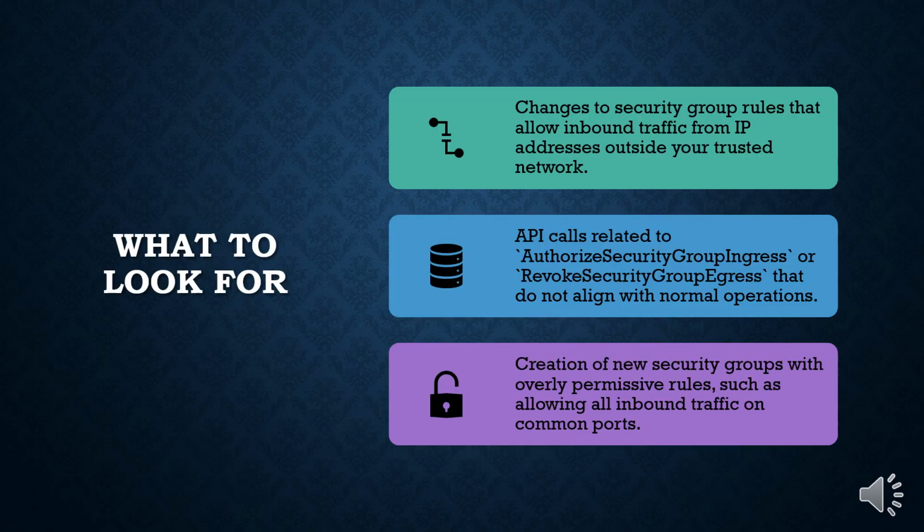What to look for? Changes to security group rules that allow inbound traffic from IP addresses outside your trusted network. API calls related to AuthorizeSecurityGroupIngress or RevokeSecurityGroupEgress that do not align with normal operations, and the creation of new security groups with overly permissive rules, such as allowing all inbound traffic on common ports.